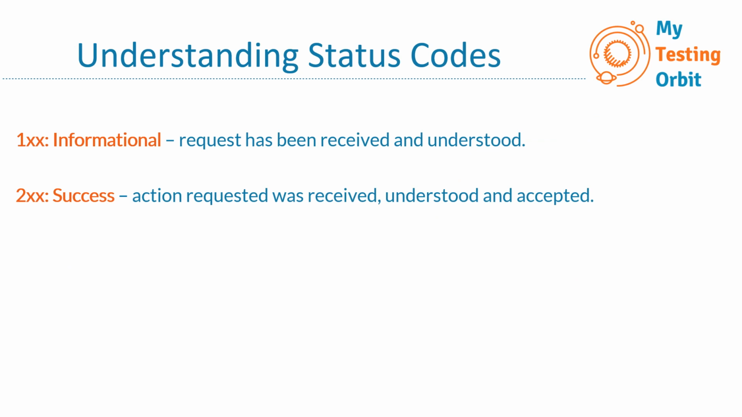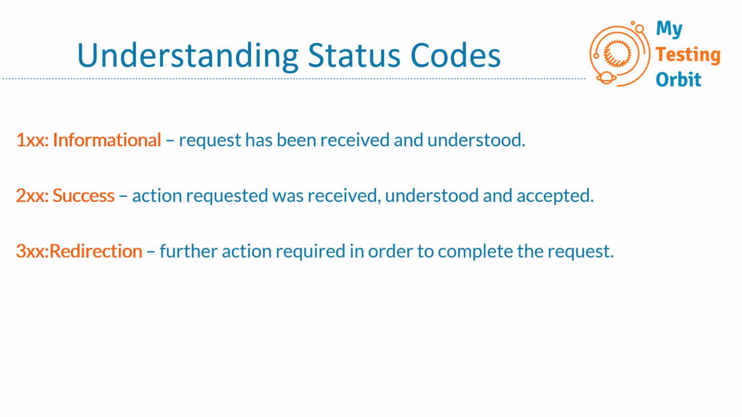Similarly, we can also have 201, which means created, that the request is complete and a new resource is created. These are only a few examples, we have lots of others as well. Then we have status codes starting with 3, which means redirection. It means that further action is required in order to complete the request. For example, we have 302, known as found. It means that the requested page has moved temporarily to a new URL.